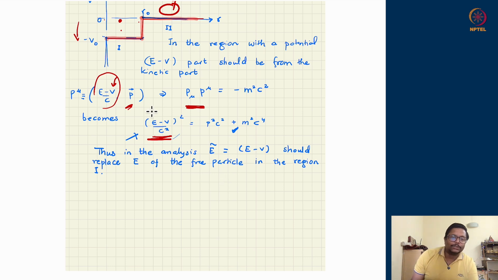We can call this quantity E minus V as E tilde, and that is a free particle with energy E tilde. E tilde square is equal to the spatial P square C square plus the mass term of the particle, m square C4. So as we discussed, in region 1, the energy is shifted to E tilde.